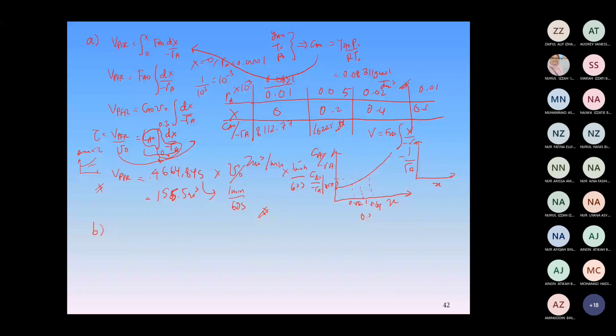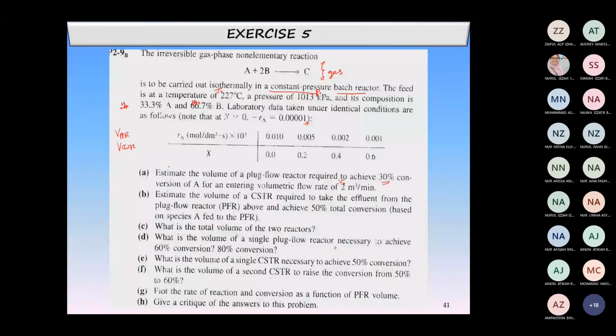Okay, so for this one, untuk B, kita tengok balik soalan. Estimate the volume of CSTR required to take the effluent from the plug flow reactor above and achieve 50% total conversion based on species A to the PFR. Okay, means that sekarang ni kita ada PFR, which is connect to CSTR. Okay. Alright. So ini PFR, ni CSTR. So sekarang ni yang kita kira tadi adalah between 0 to 30% conversion. So kita akan starting X1 ni kat sini adalah 30% to X2.